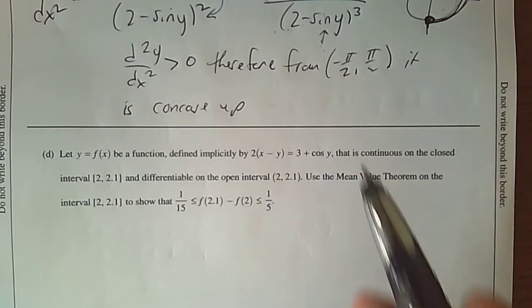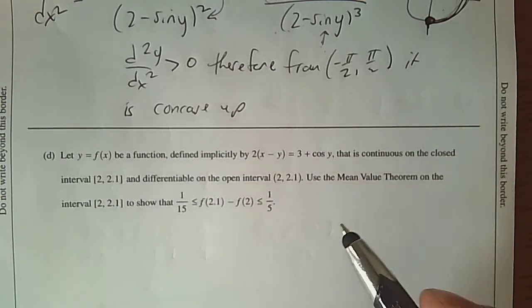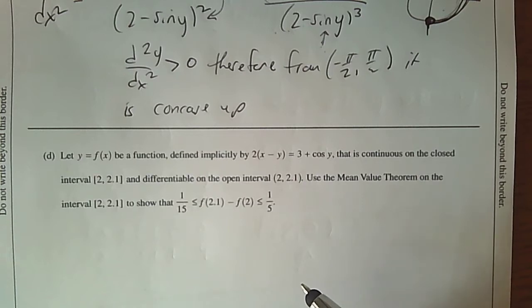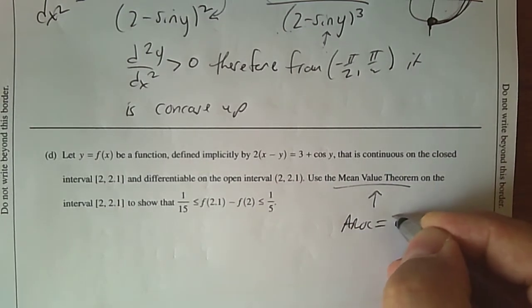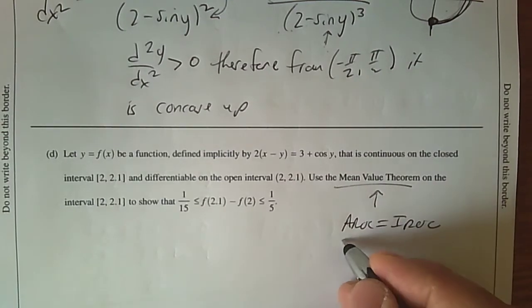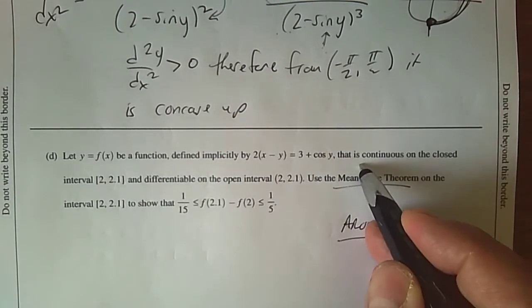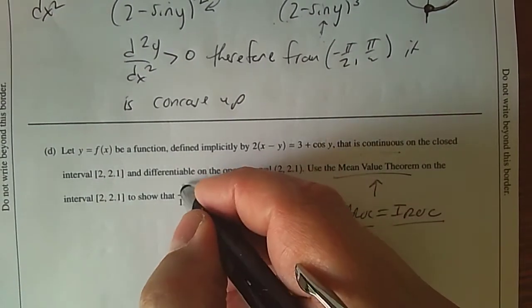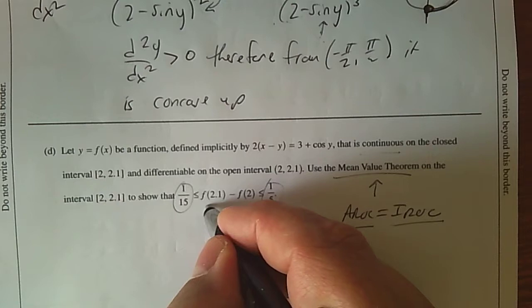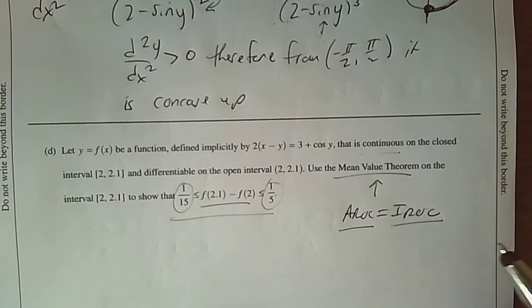Let f at x be a function defined implicitly, we've been working with that, that is continuous on the closed interval from 2 to 2.1 and differentiable from 2 to 2.1. Use the mean value theorem. So I need to know what that means. The mean value theorem is when A rock equals I rock, but there's at least one moment. If you know the average rate of change, there's at least one moment where the instantaneous equals that on an interval if it's continuous and differentiable. All right, on that interval. So show that 1 over 15 is less than or equal to f at 2.1 minus f at 2, which is less than or equal to 1 over 5. So it feels a little complicated at first, but we're going to break it down.